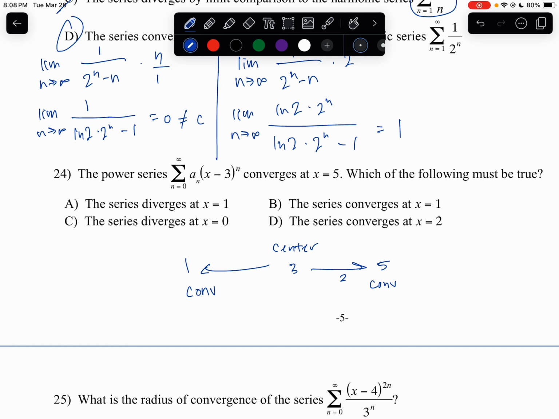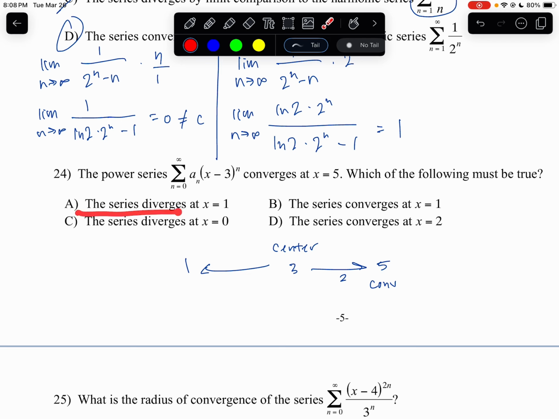Well, actually, I don't know if it does converge at 1. But I could say that it could converge at 1. I do know that it converges at 5. 5 could be the endpoint, but that would mean that 1 could be the endpoint, but I don't know if it converges or diverges here either.